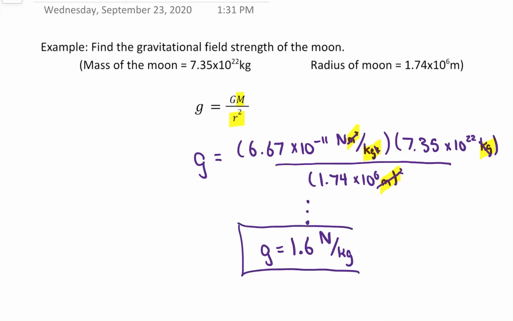What that means is if you had 1 kilogram on Mars, it would take a force of 1.6 newtons to lift it. If you had 5 kilograms, it would be 5 times 1.6. The equation F equals mg works. We would just use the 1.6 number, where on Earth we're going to use the 9.8 number.